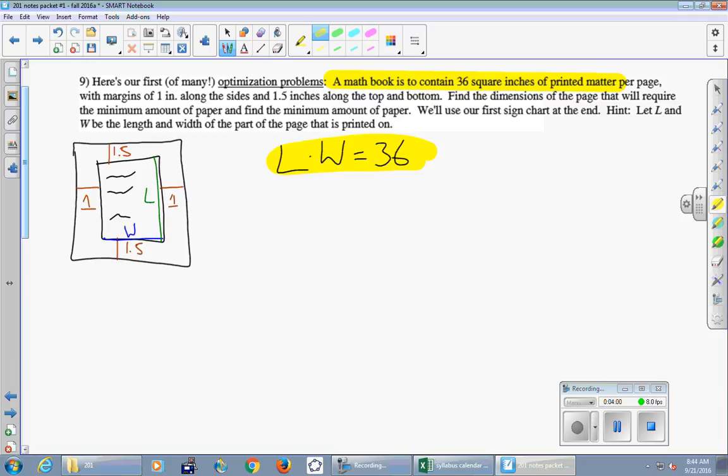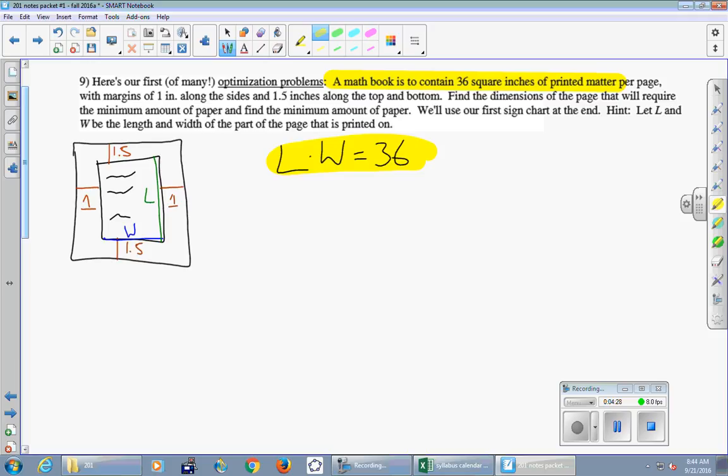Infinitely many, right? It could be like 36 by 1, it could be 9 by 4, it could be some crazy decimal times some other crazy decimal. Infinitely many solutions to that. What we are after is the best solution, meaning the solution that makes it so that the dimensions of the entire page, not just the text part, but the whole page is minimal. We want to find the smallest page that we can that will still get 36 square inches of printed matter on that page.